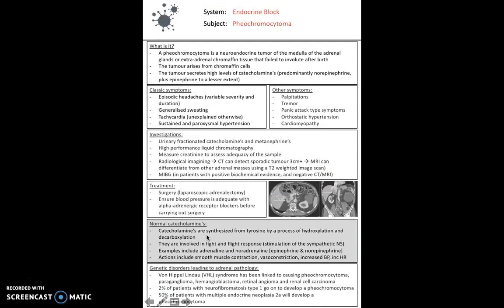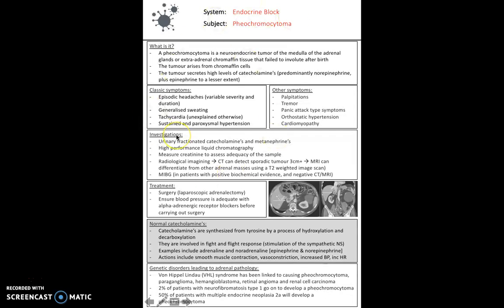Next, we should consider a pheochromocytoma, which essentially is an excess of norepinephrine or epinephrine, but slightly to a lesser extent, as a result of a neuroendocrine tumour that arises from the chromaffin tissue. So this is normally within the medulla of the adrenal glands, but we can have extra adrenal chromaffin tissue as well that fail to disappear after birth.